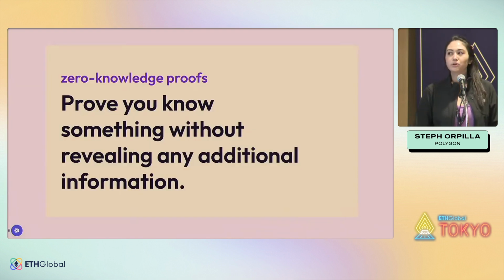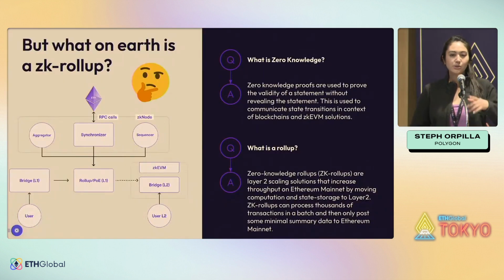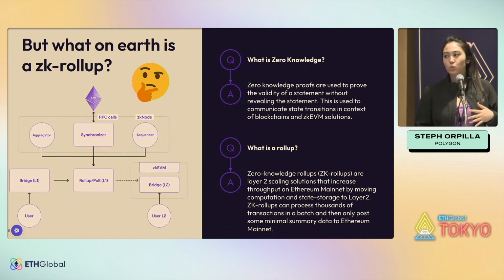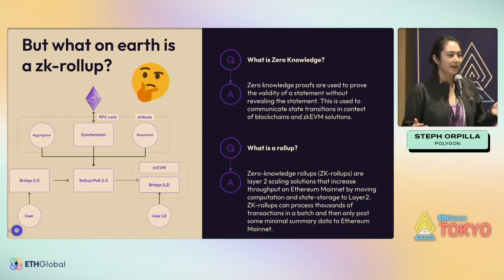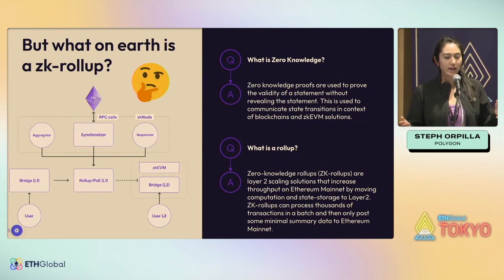So ZK proofs help you prove that you know something without revealing any additional data about what that thing is. So that's the first half of zk rollup or zkEVM. So we know what zk is now. The other half is what is a rollup. A rollup is a layer 2 scaling solution. It's where you take a big batch of transactions, do something interesting with them, and just post a small amount of data on the L1, which is Ethereum.